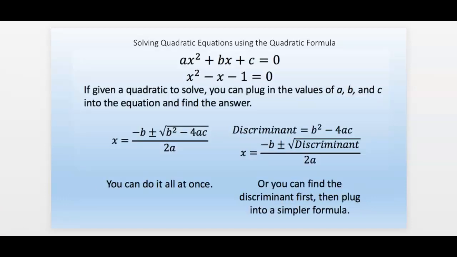All right, guys, if you're given a quadratic to solve, you can plug the values of a, b, and c into the equation and get the answer. Okay, there's kind of two ways to do it. You can do it all at once, or you can calculate the discriminant first, which is what I like to do a lot. Just calculate the discriminant first, and then the quad formula becomes a lot easier. It's just negative b plus or minus D, we'll call it a big D, over 2a, okay? Either way you can do it.